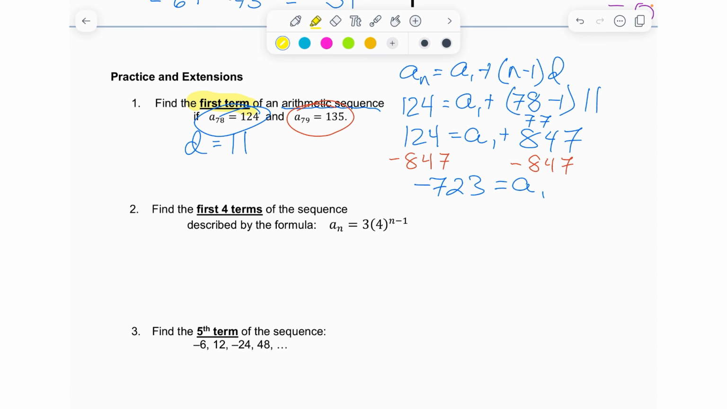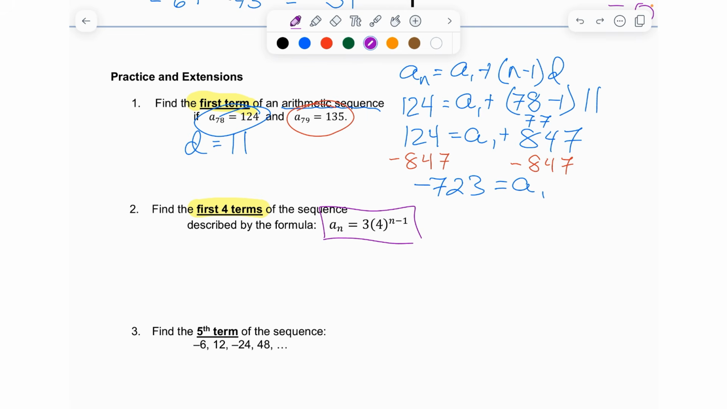What do you guys think about the second problem here? We're trying to find the first 4 terms. I'm given the formula. Now, it's a geometric formula, but I'm given that formula. Do I need to find the common ratio? Well, I don't know if I really need to find it. I think it's more that you just want to identify it. There it is. It's 4.